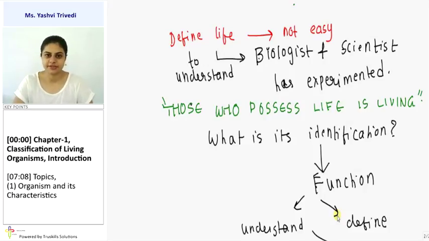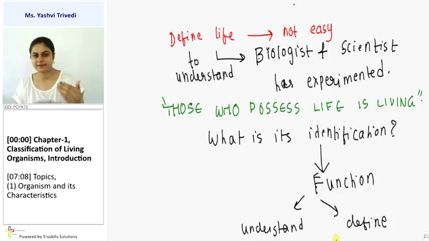So at the end of lots of experiments, finally it was decided that they will use the characteristic of function in order to differentiate or define various living organisms in various aspects. So basically, all these aspects are what we are going to study in this chapter. Now let us see what topics we are going to cover in this chapter.